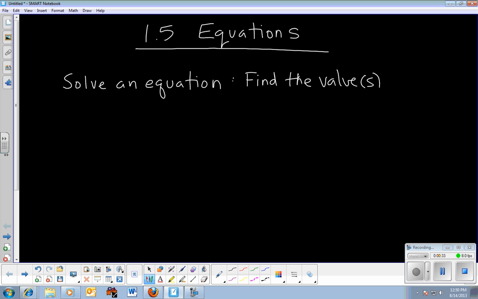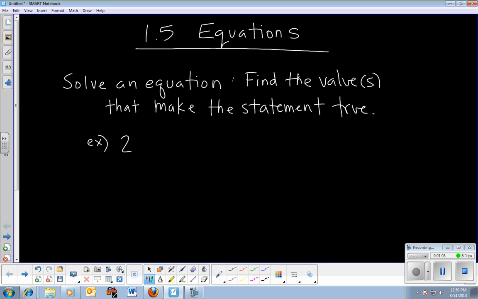I'll put values with a possible S on the end, because sometimes equations have more than one correct answer. But we're going to find the values that make the statement true. Okay, we're looking for the value of the unknowns. You know, traditionally we use X a lot of the times. It doesn't have to be X, but we'll just start with a basic.